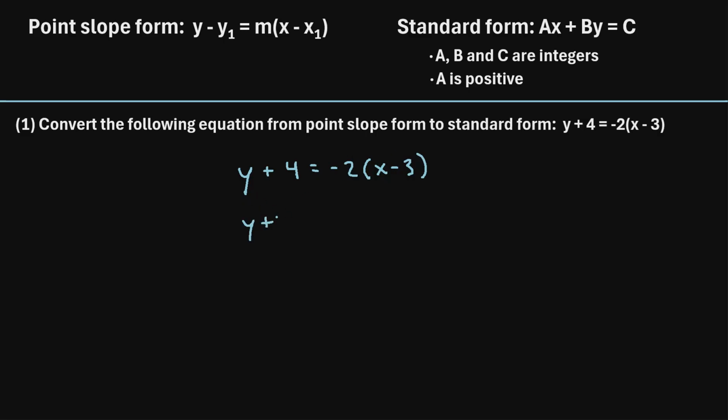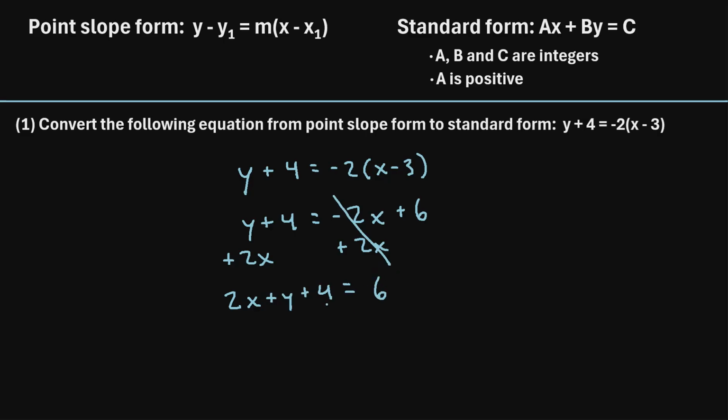We get y plus 4 is equal to negative 2 times x, that's just negative 2x, and then negative 2 times negative 3, that's a positive 6. Now the next step is, notice in standard form we have the x and the y on the same side of the equation. So let's go ahead and add 2x to both sides so that we can get the x on this side of the equation. So we'll be left with 2x plus y plus 4 is equal to, over here these x's cancel out and we're just left with a 6.